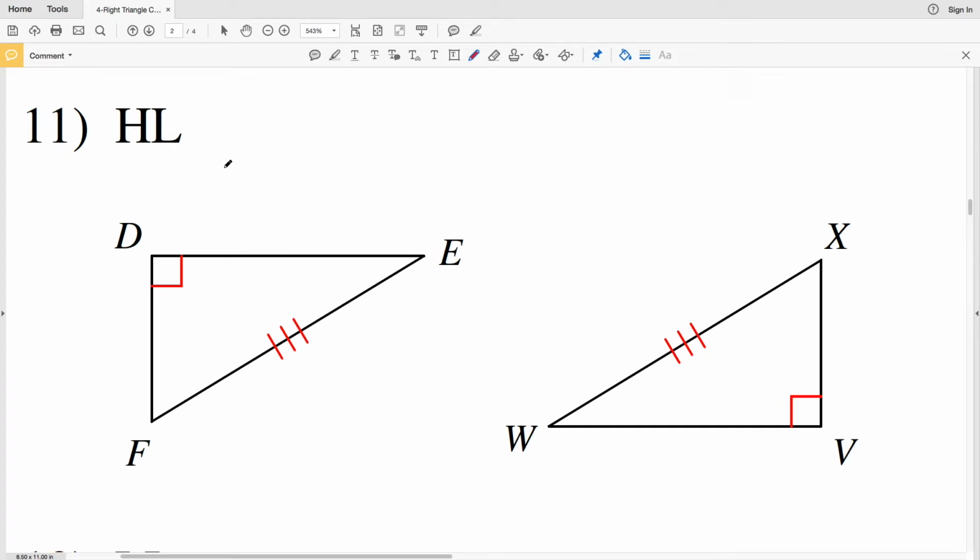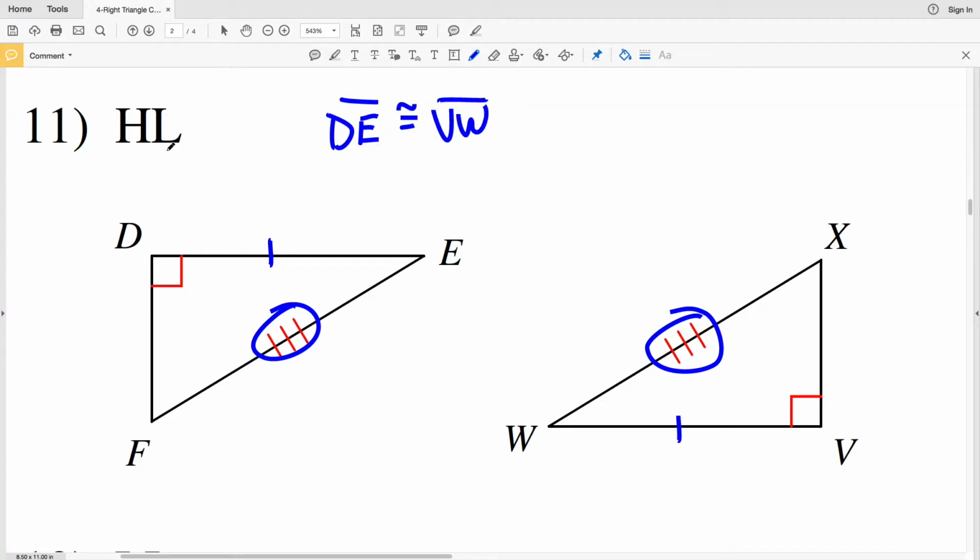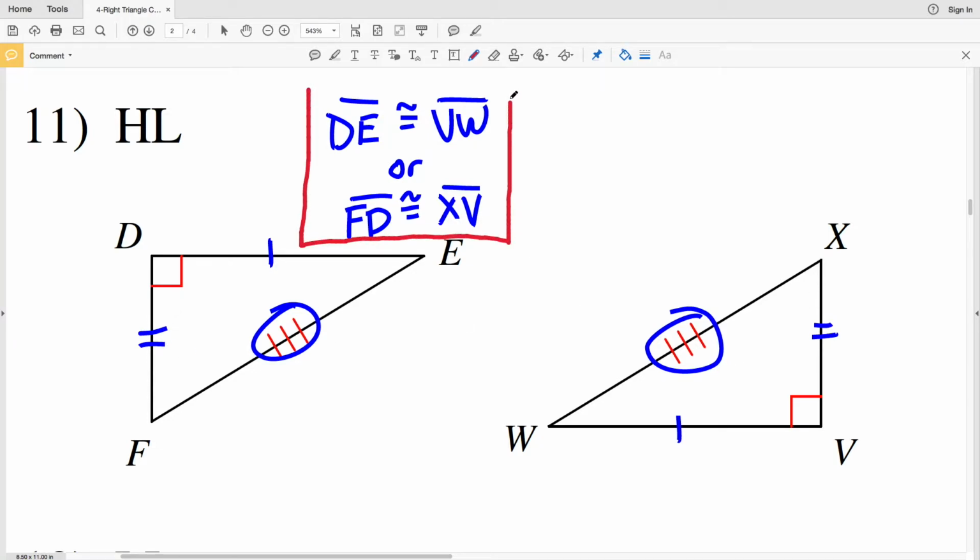In number 11, the reason given is HL. This is also known as hypotenuse-leg. We're already given that the hypotenuse is congruent to the hypotenuse of the other triangle. So we need one leg congruent to a leg of the other triangle. So we can say that DE, this longer leg, is congruent to VW, and that will make HL the reason that these two triangles are congruent. Or we could say that FD is congruent to XV, because that's also a leg congruent to a leg.